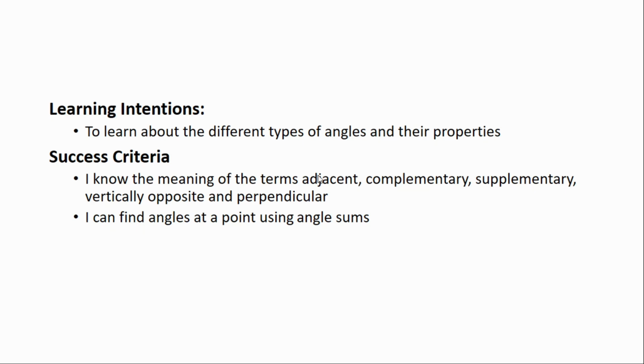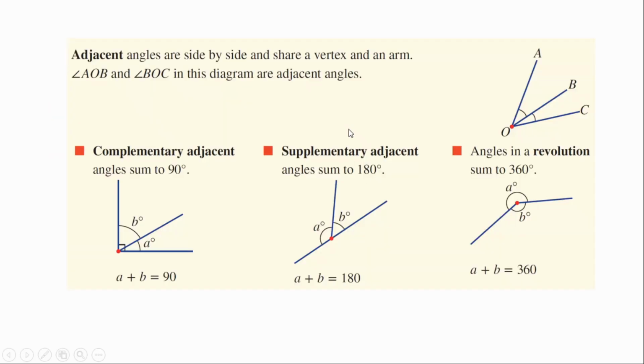Alright, so let's start off by going through what the different types of angles are. The first one we have is the adjacent angle. Adjacent angles are side by side and share a vertex, so they share the same point there, and an arm. In this one here, the arm will be OB, and our two adjacent angles will be AOB, that angle there, and BOC, that one there. Complementary adjacent angles sum to 90 degrees. So when you add them together, they'll be 90 degrees. Supplementary adjacent angles add to 180, and angles in a revolution sum to 360 degrees.